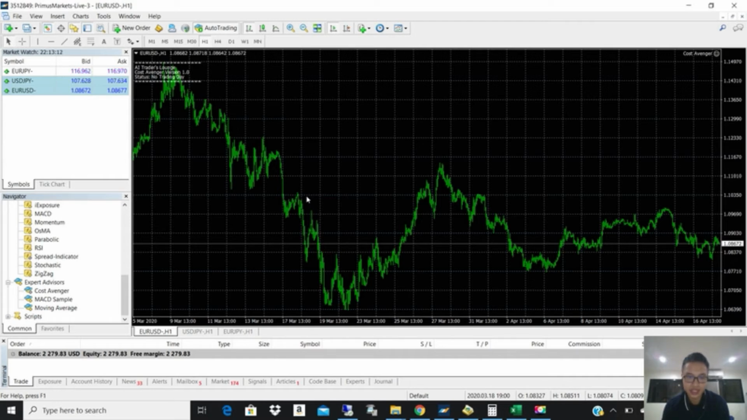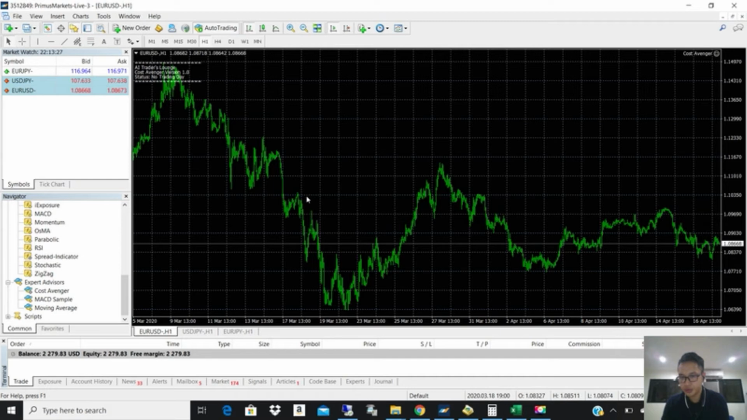So that's how you manage the risk of the software. That's my advice. But remember, the software could lose. It would depend on the market conditions. So it's your task to monitor your account.